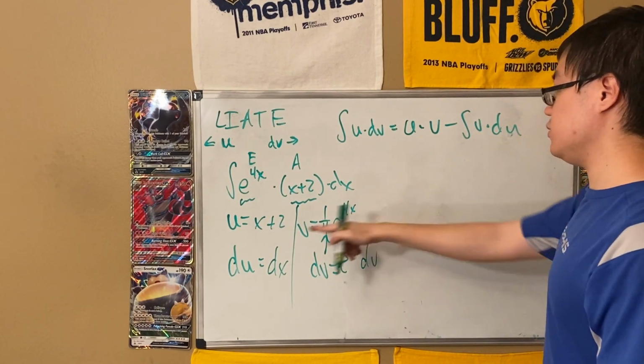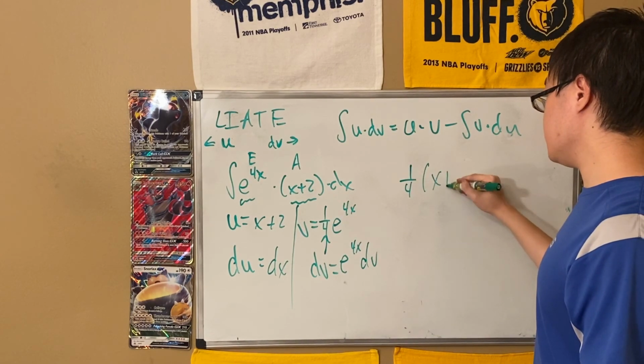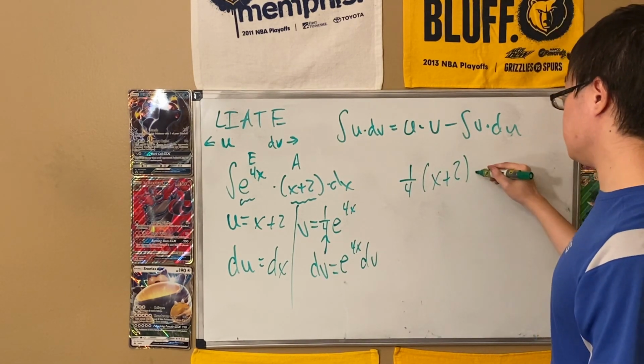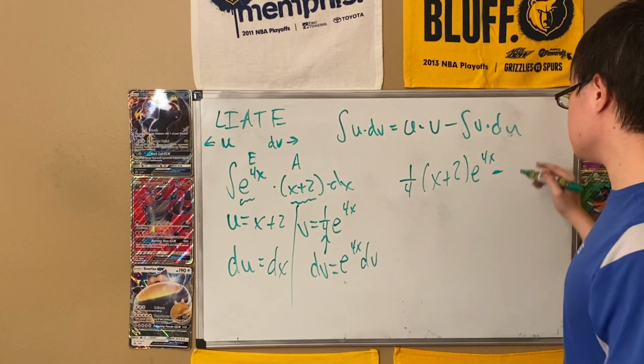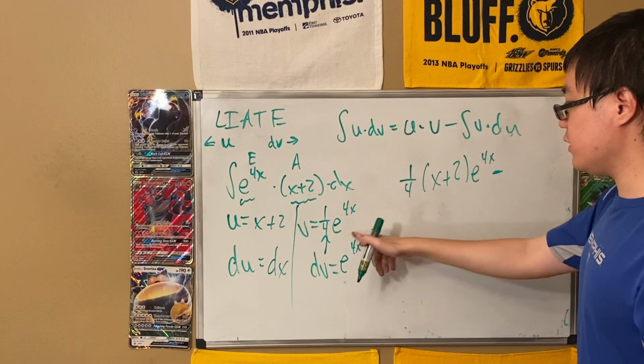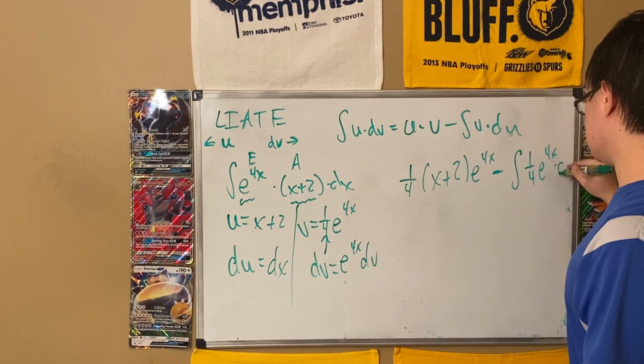So it's going to be u times v. I'm going to write the 1/4 in the front because I'm not a barbarian. So it's going to be 1/4 times x plus 2 times e to the 4x. I am a barbarian because I've run out of space. Keep in mind that there is a 1/4 e to the 4x still, 1/4 e to the 4x times dx.